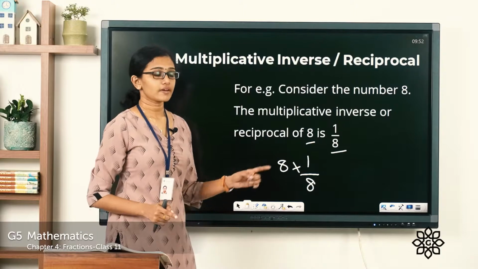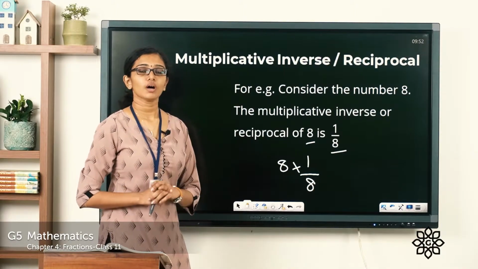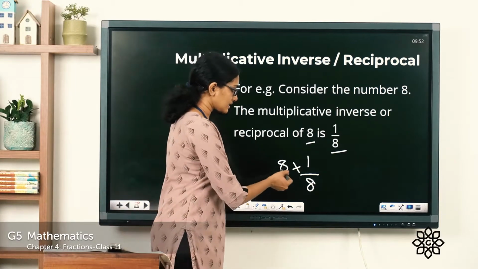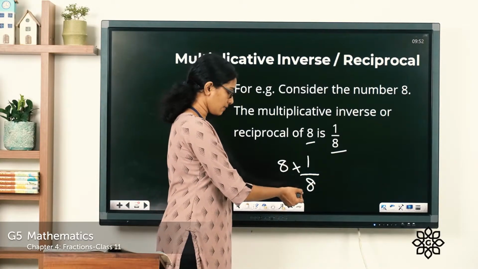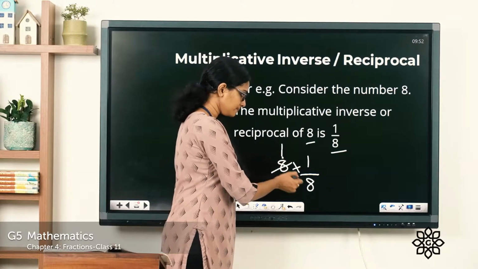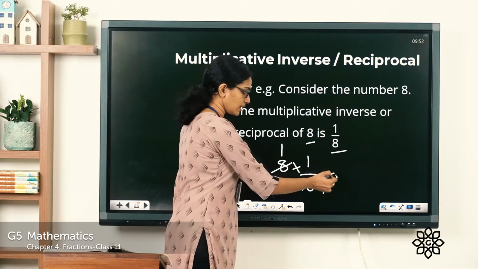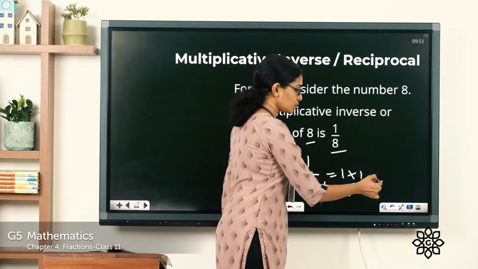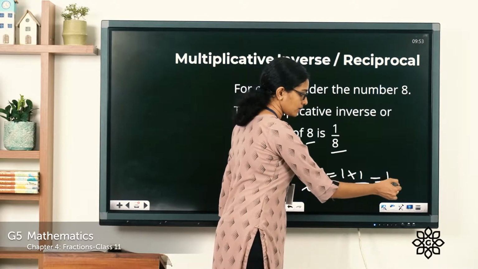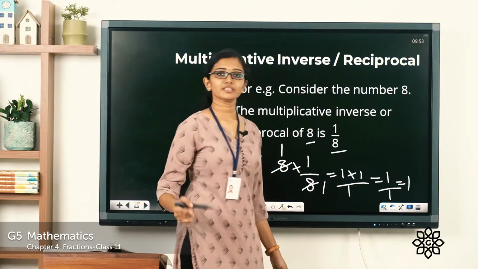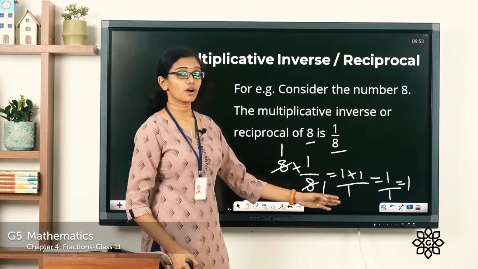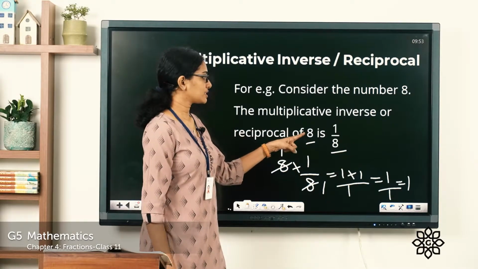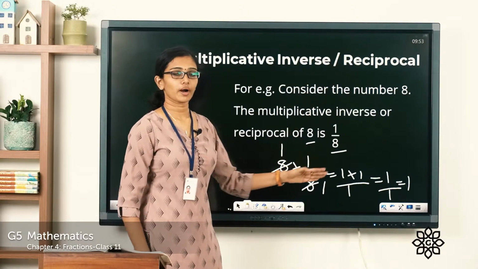So, let's see if 8 into 1 by 8 gives you a product that is equal to 1. So, what is 8 into 1 by 8? Let's cancel out 8 here. 8 is a common factor here. 8 by 8 is 1 and 8 by 8 is 1. So, here we have 1 into 1 by 1. 1 into 1 is equal to 1 divided by 1. 1 by 1 is 1. So, there we have a product which is equal to 1. So, we can confirm the multiplicative inverse of 8 is 1 by 8.